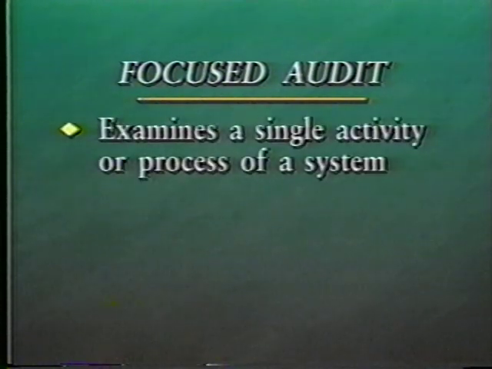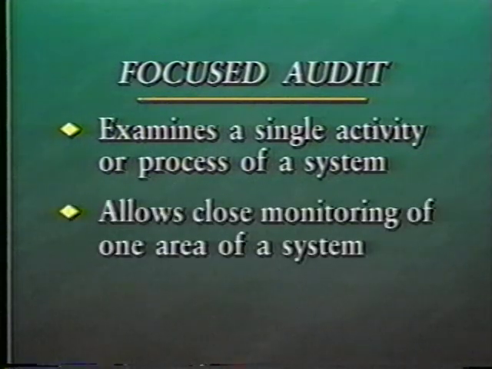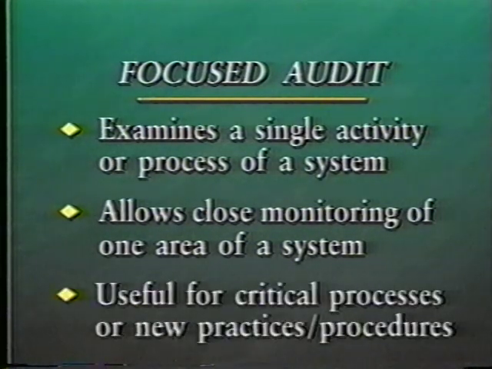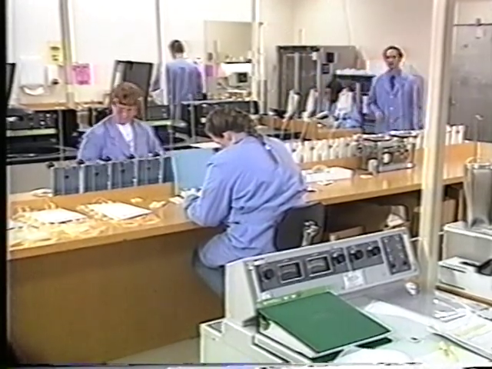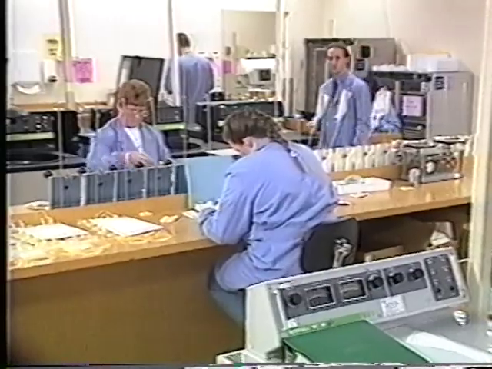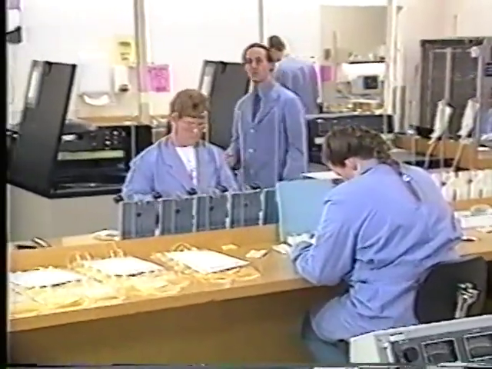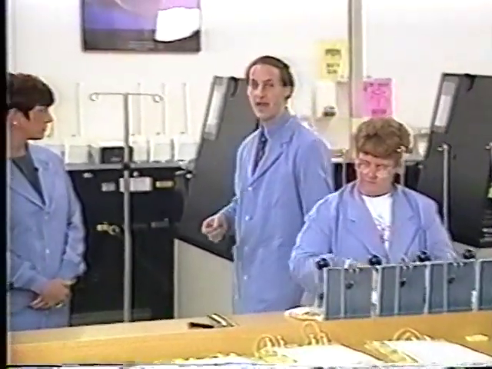This type of audit may examine a single process or a specific area of a system to verify that inputs, processing, and outputs meet pre-established specifications. Focused audits are appropriate when you want to closely monitor one area of a system where quality problems have occurred. They are also useful for in-depth monitoring of a critical process or a new practice or procedure. Each one of these activities has associated with it specific procedures designed to ensure the quality and effectiveness of the finished product. An effective auditing program will tell you if those procedures are being followed and if they are accomplishing what you intended.